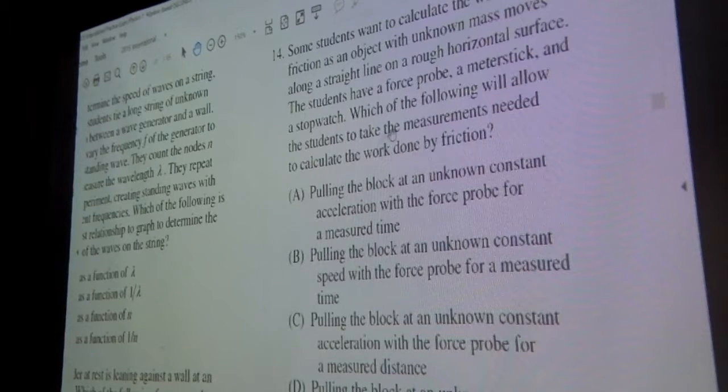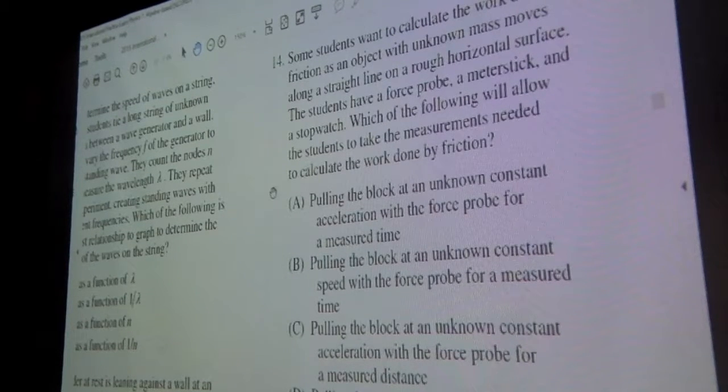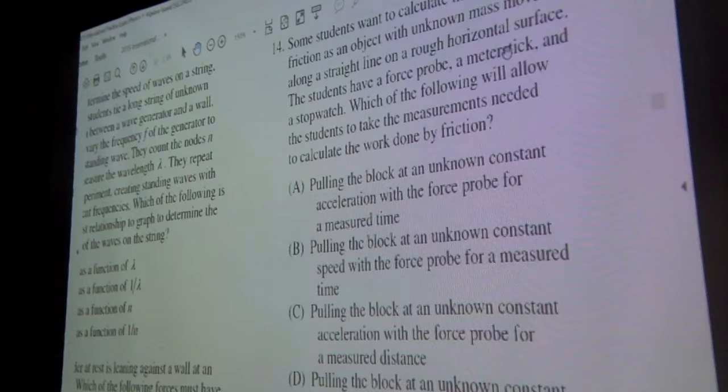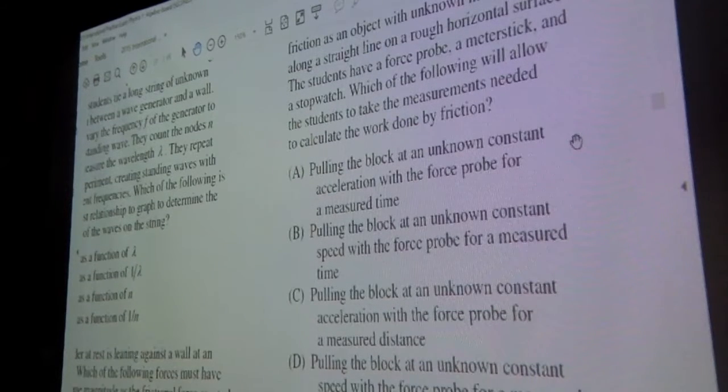Alright, so some students want to calculate the work done by friction as an object with unknown mass moves along a straight line on a rough horizontal surface. The students have a force probe, a meter stick, and a stopwatch. Which of the following will allow the students to take measurements needed to calculate the work done by friction? They have a force probe that will measure the force, a meter stick, a stopwatch.